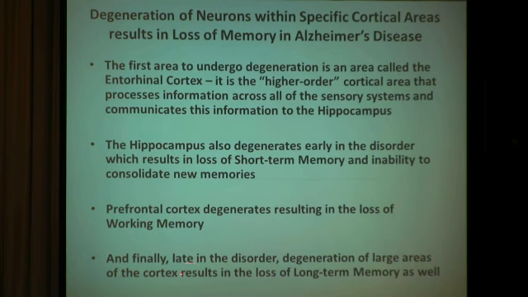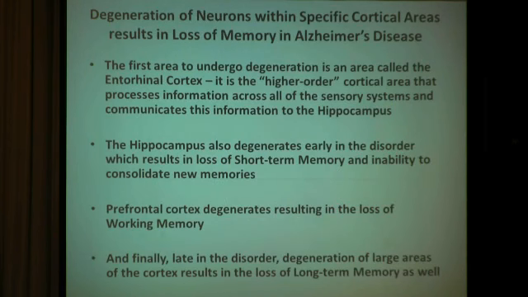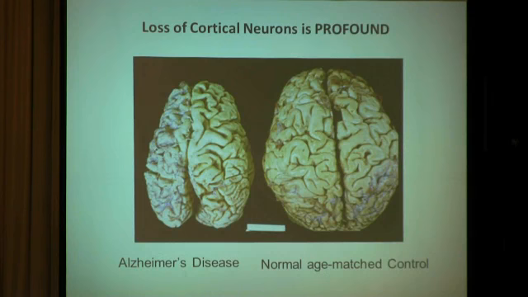And finally, late in the disorder, remember that long-term memory involves widespread areas of the cortex, but these neurons are gone. And that's why long-term memory goes. So, first entorhinal cortex, then hippocampus, working memory, long-term memory. And it follows the progression. Okay.